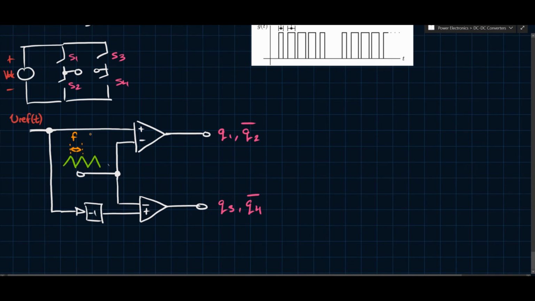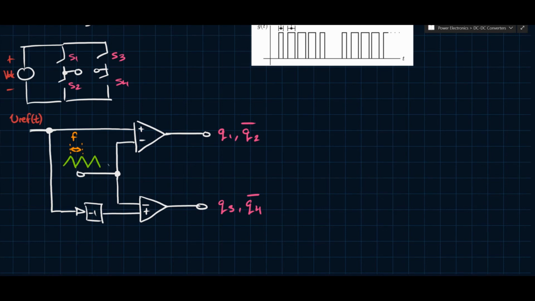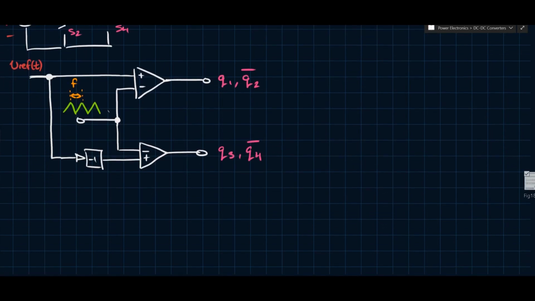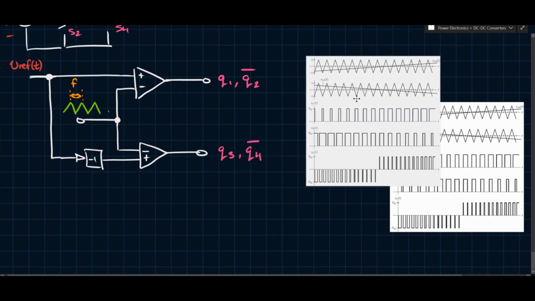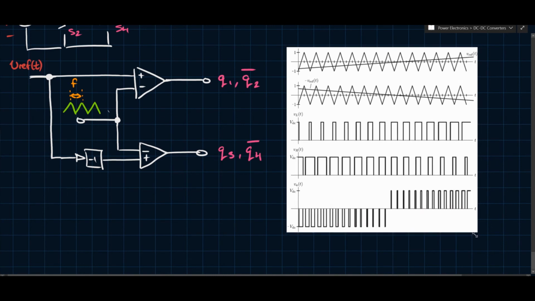Essentially, the actual reference would drive Q1 and Q2 inverse, and then the negative of the reference being less than the carrier would drive Q3 and Q4 inverse. That might seem a little abstract, so why don't we take a look at another waveform that we're going to cheat with, because there's no way I could draw these very clearly by hand on the spot.